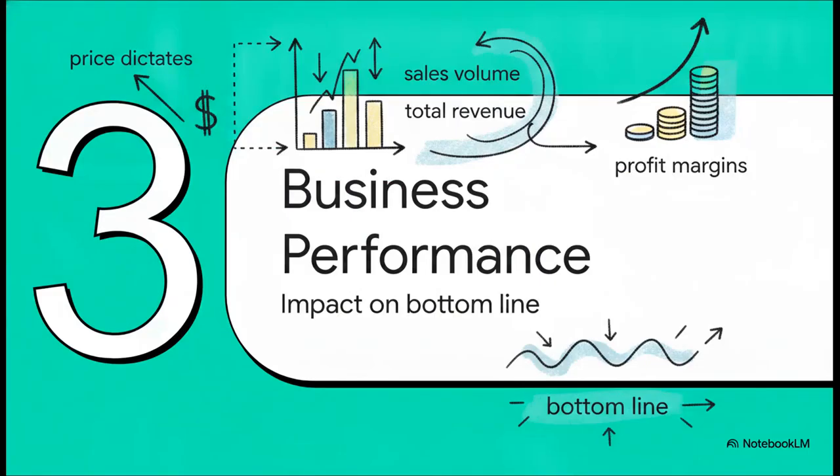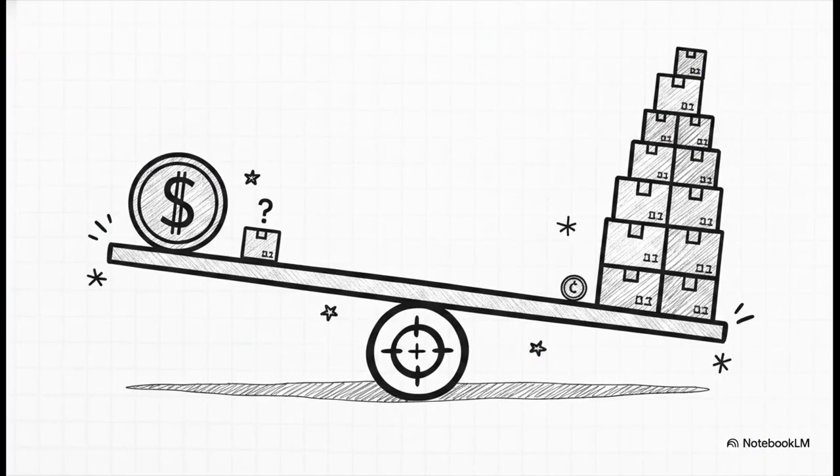Section 3. Impact on business performance. So, we have our strategies lined up, but how do these choices actually impact the bottom line? Here is the fundamental formula you need to memorize. Revenue equals selling price per unit multiplied by the number of units sold. This equation perfectly captures the central tension in all of pricing.